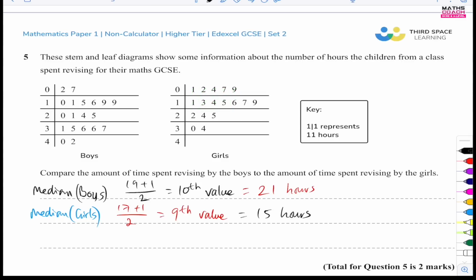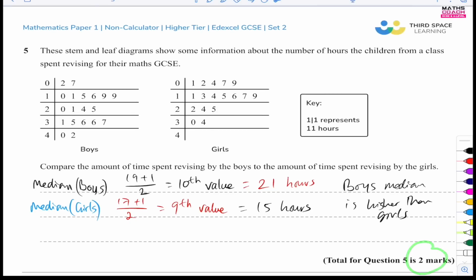So as you can see from this alone, the boys' median is higher. So let's write that down. The boys' median, average amount of time spent revising, is higher than girls. Now that's probably 1 mark. This question has 2 marks, as you can see. So you try to give something else.